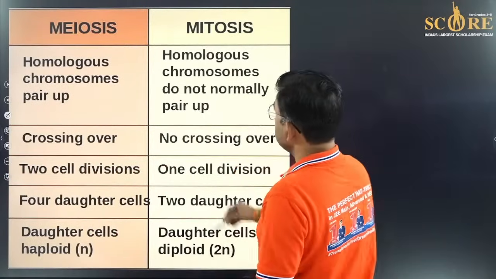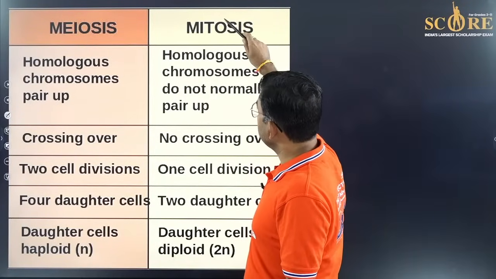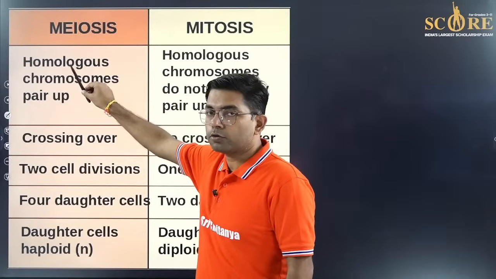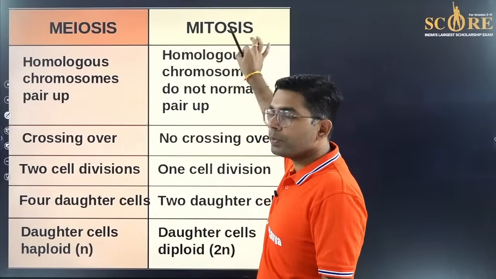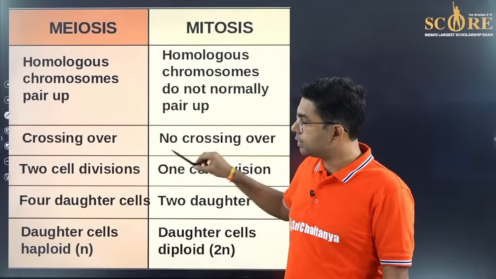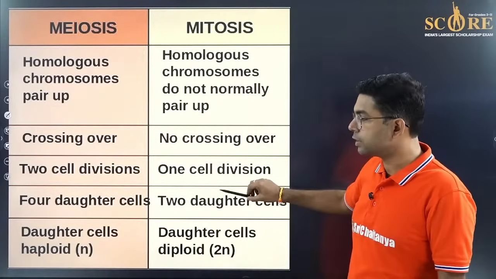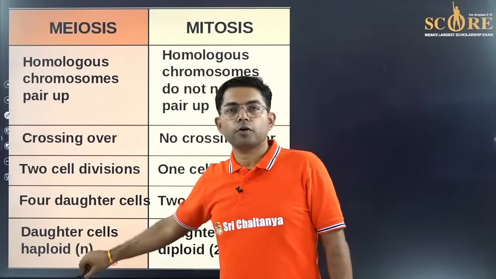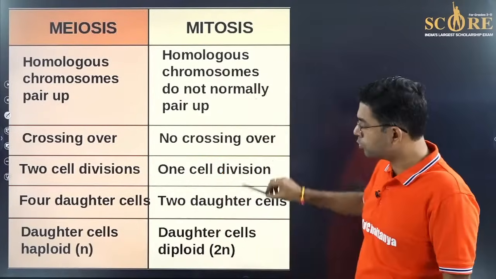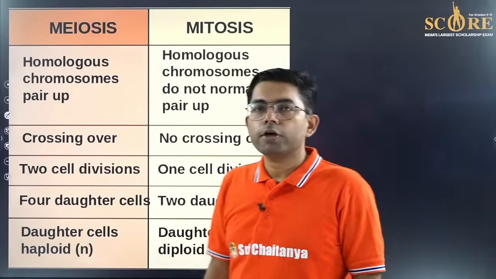As you can see, in meiosis there is crossing over, in mitosis no crossing over. In meiosis pairing of chromosomes takes place, in mitosis no pairing of chromosomes takes place. Here 2 divisions are taking place, here only 1 division. Here 4 daughter cells are formed, here only 2 daughter cells are formed. Here the daughter cells formed are n, meaning the number of chromosomes becomes half, here the number of chromosomes remains the same. So these are some of the important points.